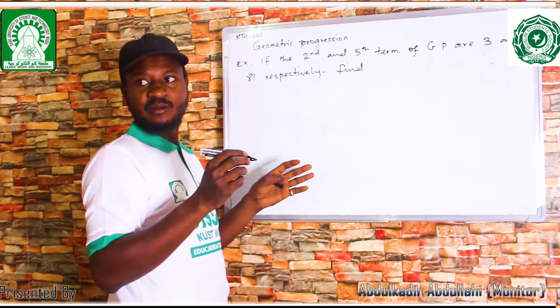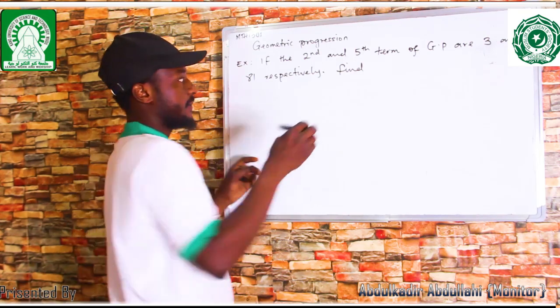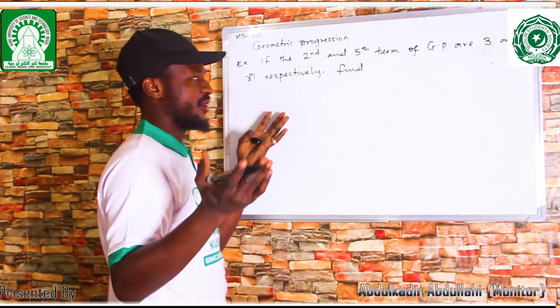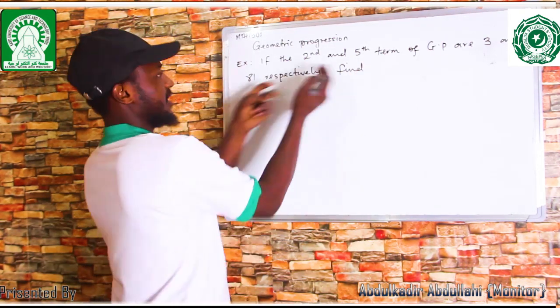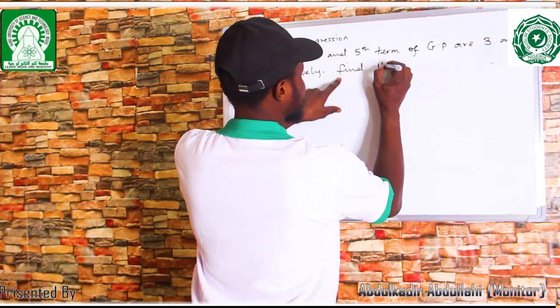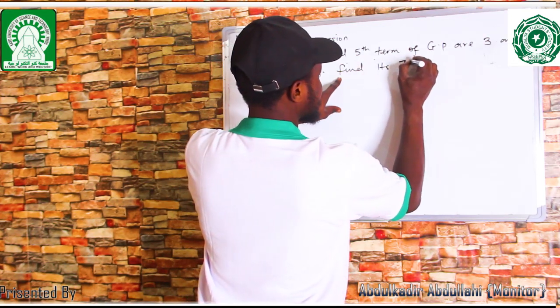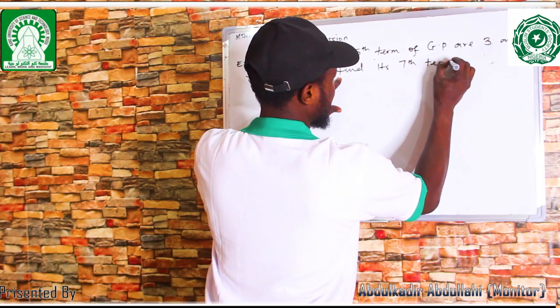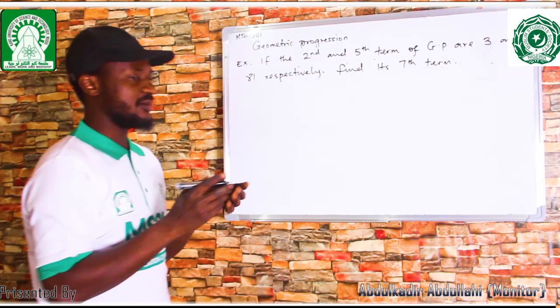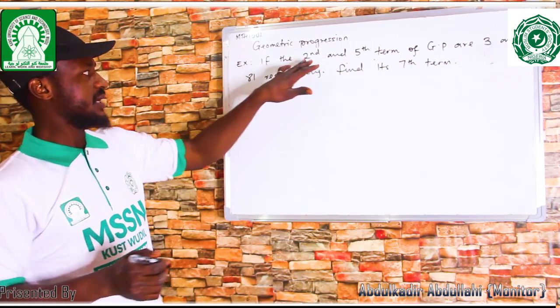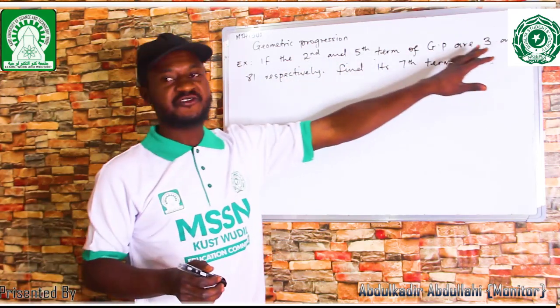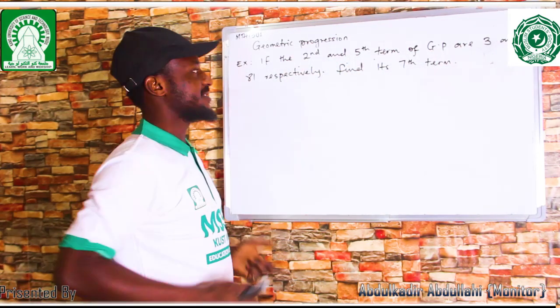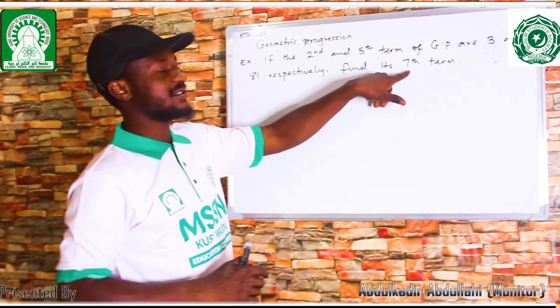Let's find the common ratio, the first term, or let's find its seventh term. For instance, if we give an example like this: if the second and fifth terms of a GP are 3 and 81 respectively, we are asked to find its seventh term. How?